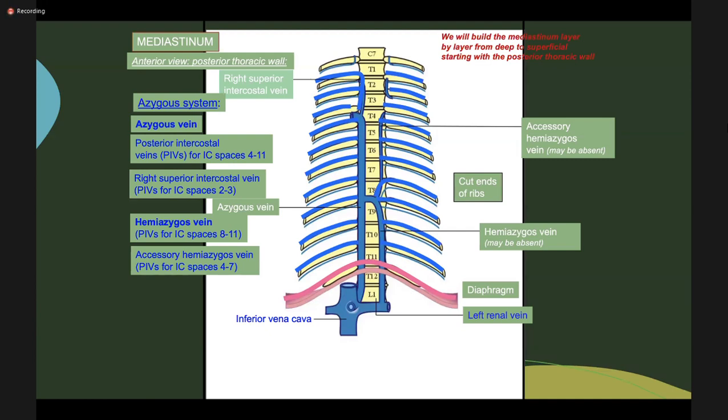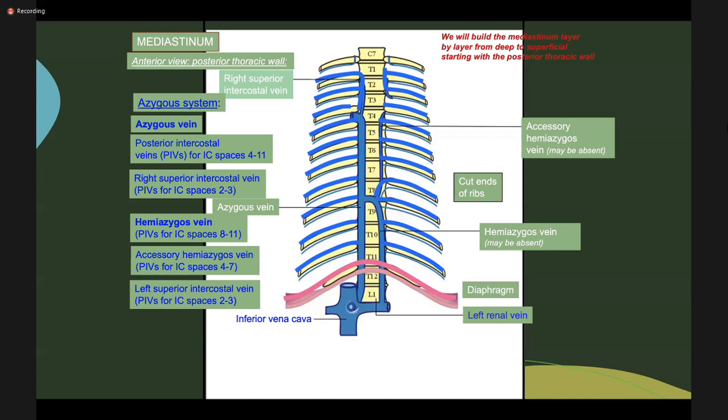They are draining into the left superior intercostal vein, and this one is not going to azygous, accessory hemiazygous or hemiazygous. This one is going to my brachiocephalic. So now we have covered from space number 2 to space number 11, all posterior intercostal veins. We know the differences. Guys, azygous is a very commonly asked topic.